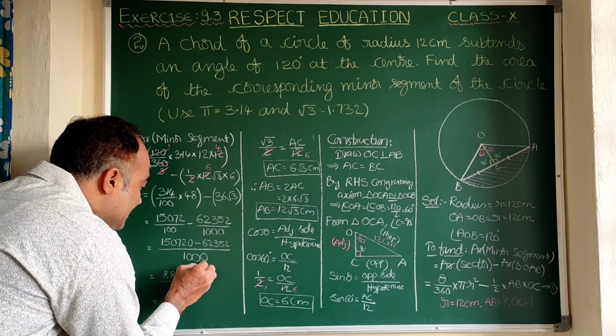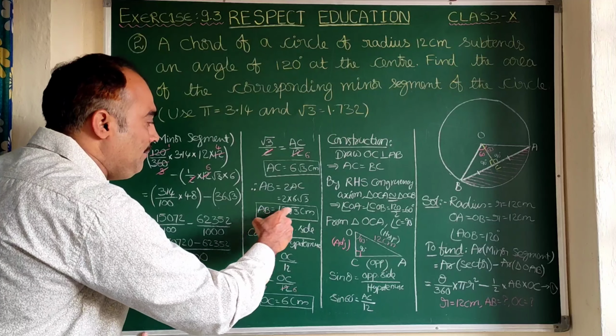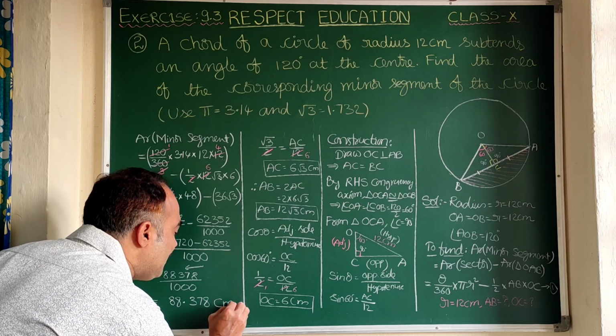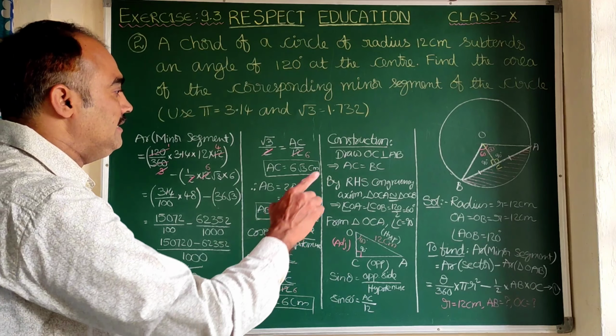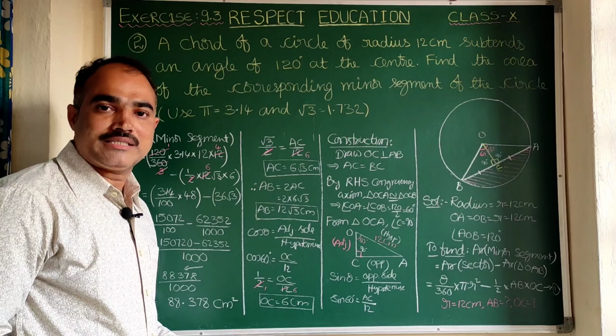Since it is the area and here the radius is in centimeter, OA, AB is in centimeter, OC in centimeter, the area will be in centimeter square, or we can say square centimeter. Therefore, the required area, that is the area of the corresponding minor segment of this circle, is 88.378 centimeter square. With this, the second problem gets completed.